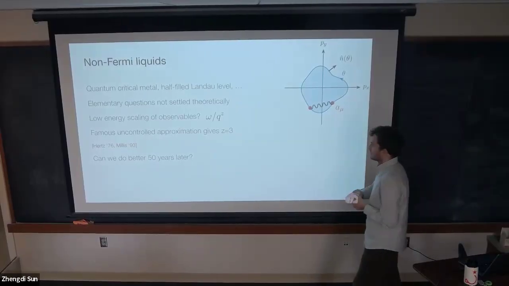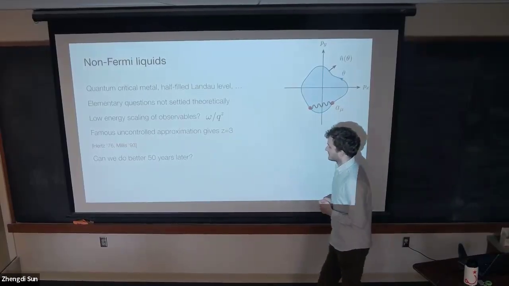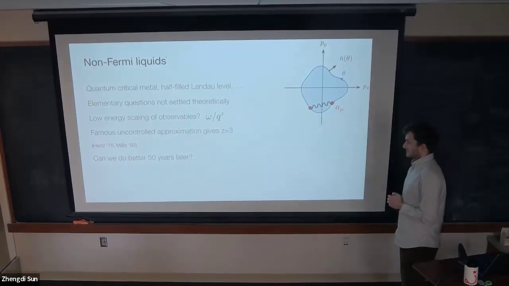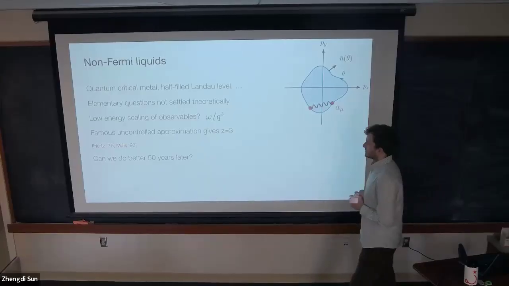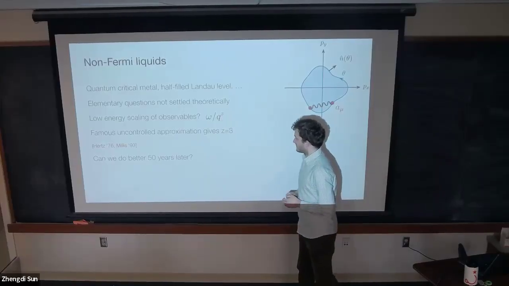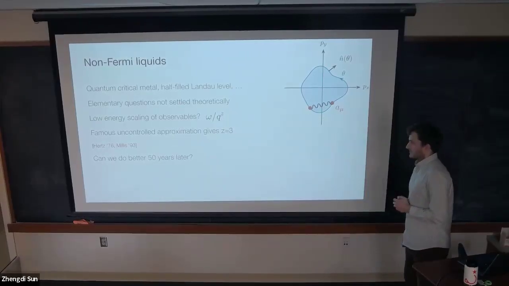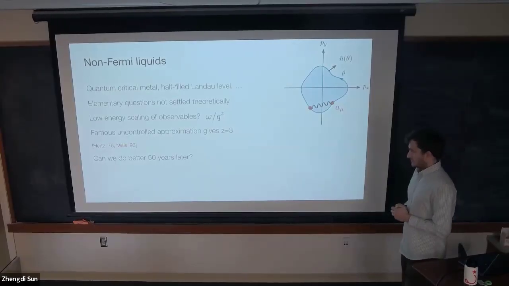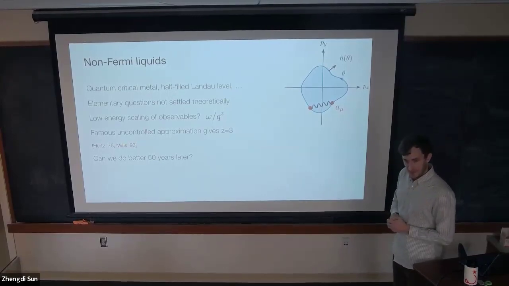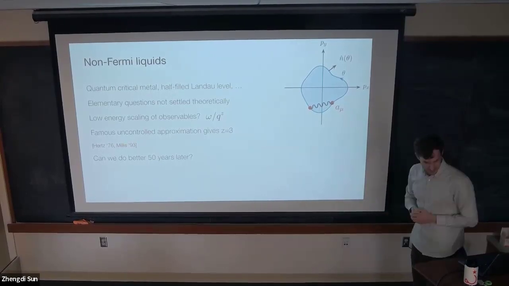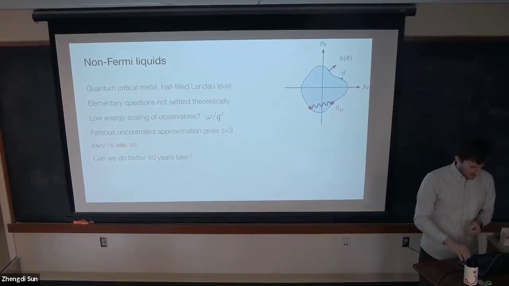So for example, if there's a scaling invariant fixed point, we expect some scaling of observables. It's of course not Lorentz invariant. There's a very old approximation which gives a dynamic critical exponent z equals 3 from 50 years ago. And to this day, we don't even know if it's exactly 3 or approximately 3.